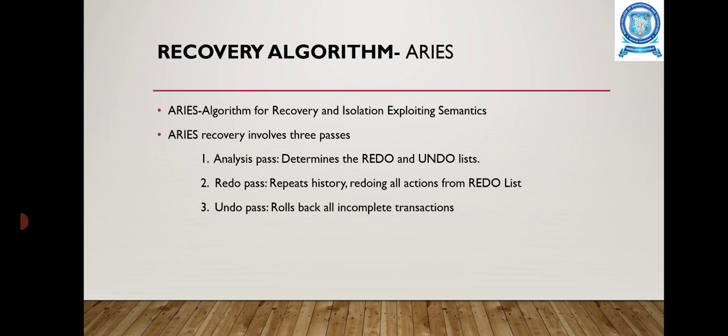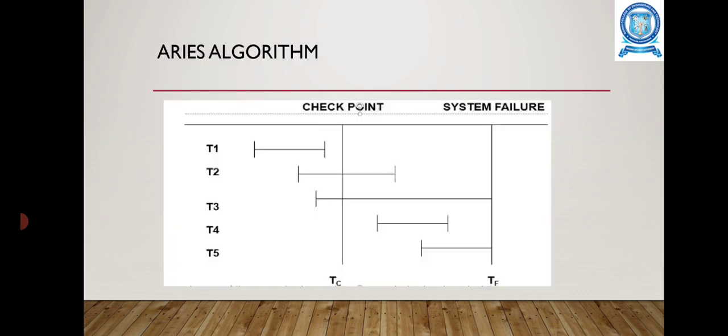First analyze, that is, determine this list. Then second one is redo, which repeats history. That means redoing all transactions from the redo list. The transactions that are already listed in the list are redone. Then undo. Undo means rolling back all incomplete transactions, and these are maintained. This is the ARIES algorithm.